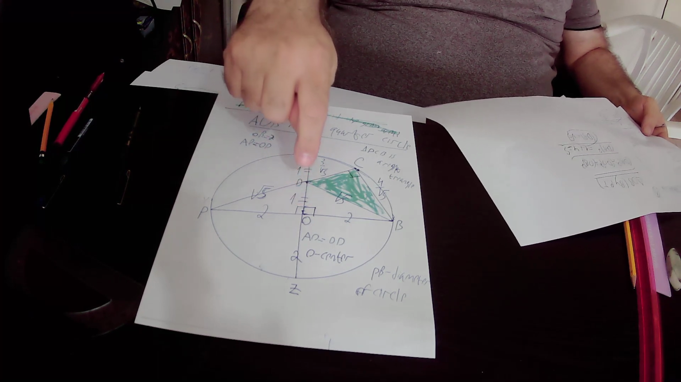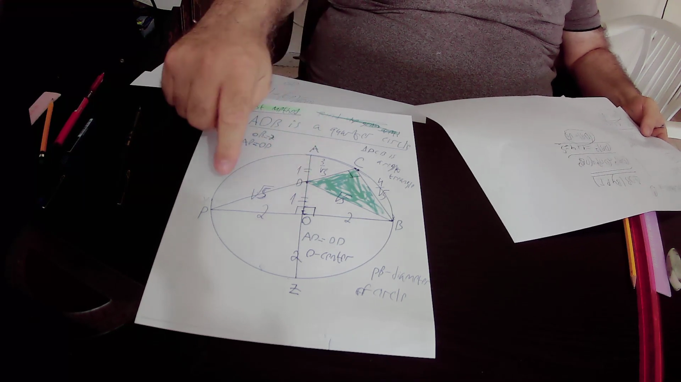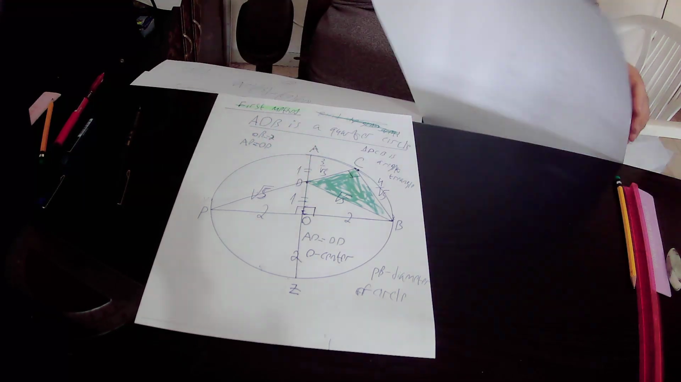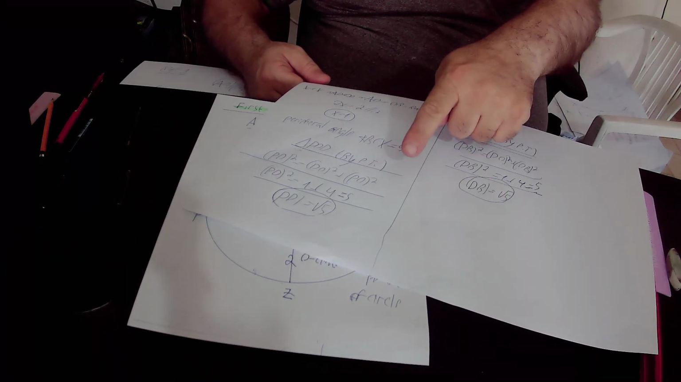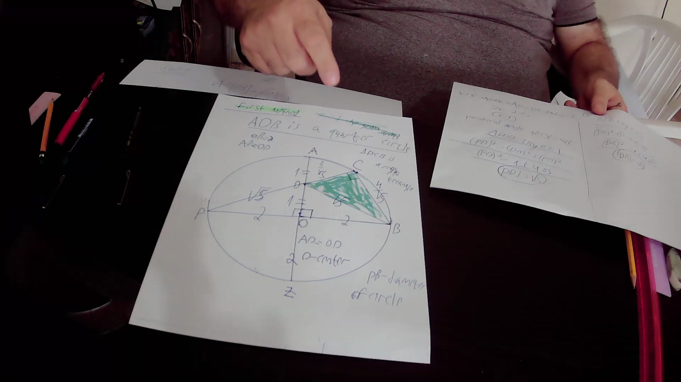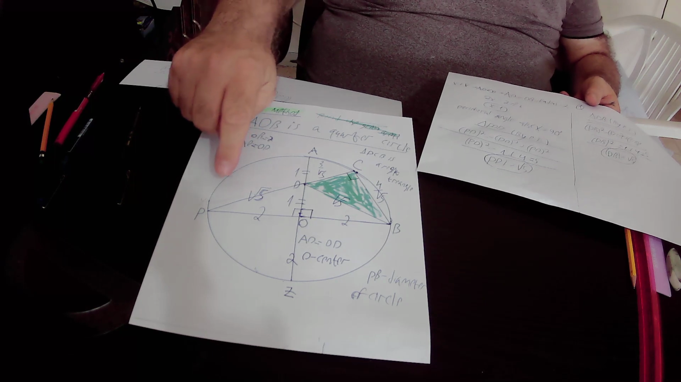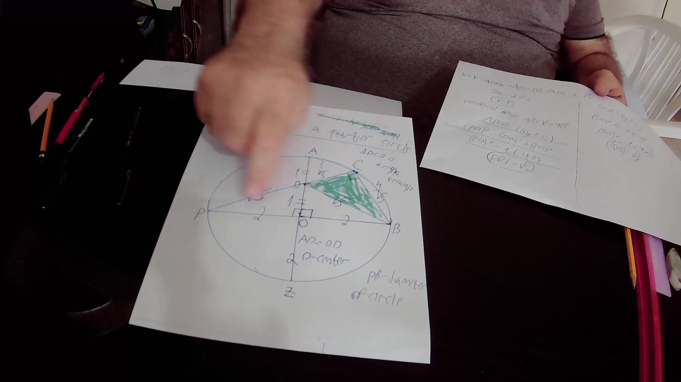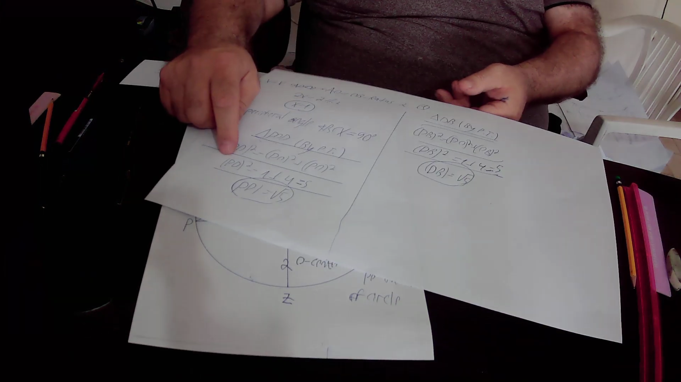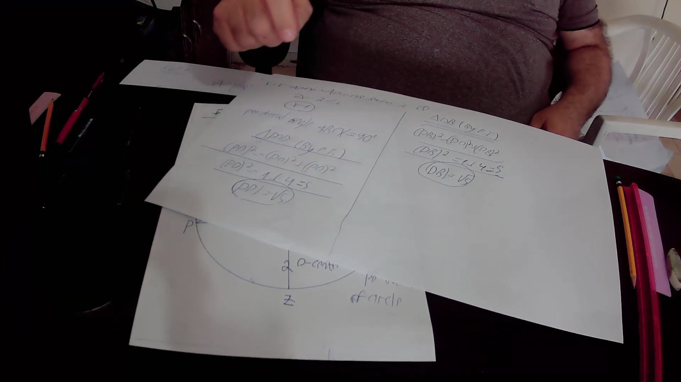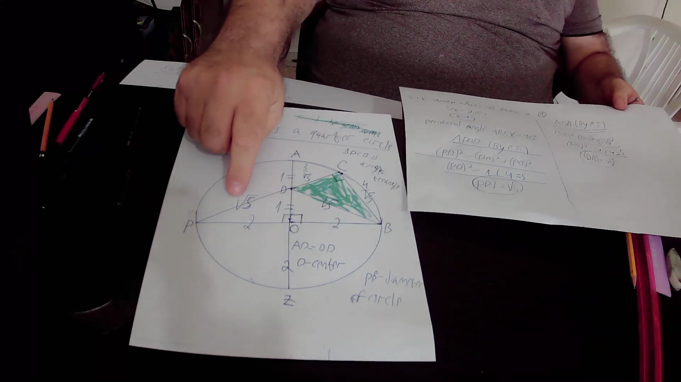therefore it is a right triangle. We implemented the Pythagoras theorem on the right triangle POD in order to find the hypotenuse PD. According to the Pythagoras theorem, PD square equals DO square plus PO square. DO is 1, so DO square is 1, plus PO square, PO is 2, so PO square is 4. So PD square equals 1 plus 4, that is 5, and the hypotenuse PD equals square root of 5 units.